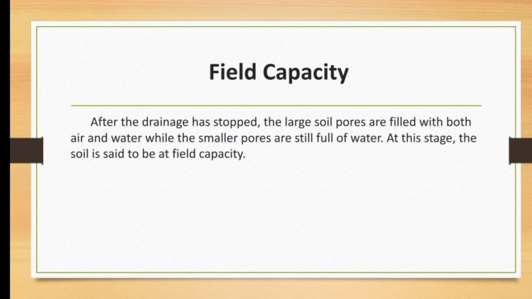Field capacity. After drainage has stopped, the large soil pores are filled with both air and water, while the smaller pores are still full of water. At this stage, the soil is said to be at field capacity.